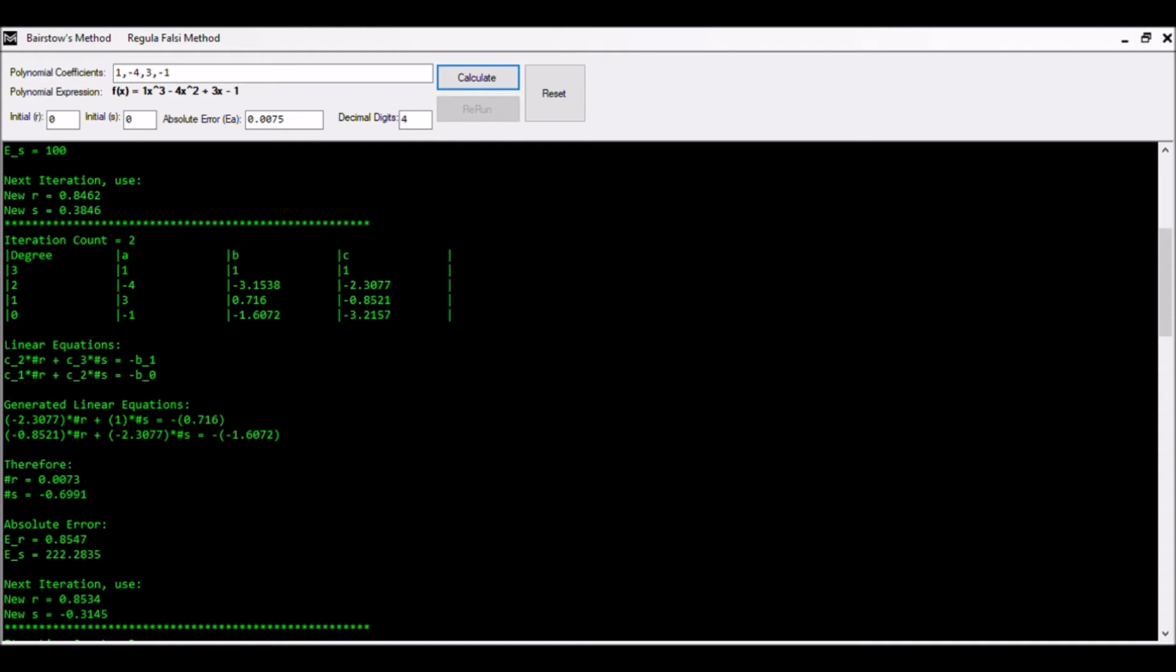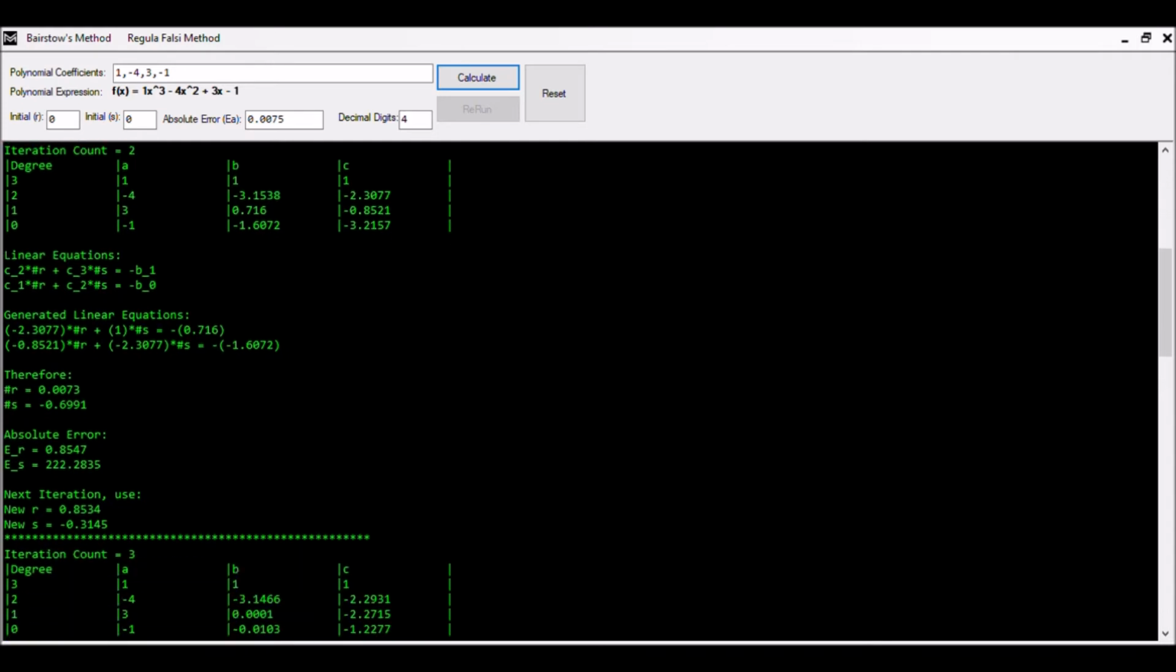So we get the absolute error value of R, which is equal to 8547, and the absolute error value of S is equal to 222.2835%. Now we generate the new value of R, which is equal to 0.8534, and the new value of S is equal to negative 0.3145. These values we will use for the next iteration.